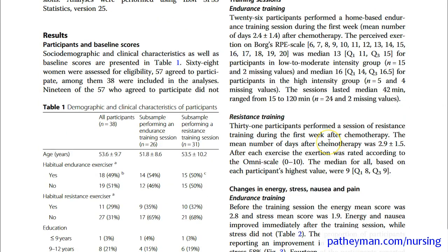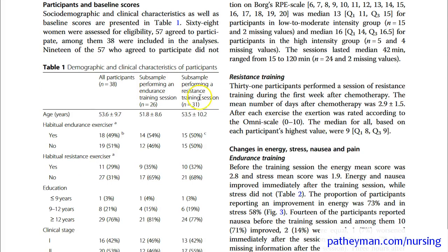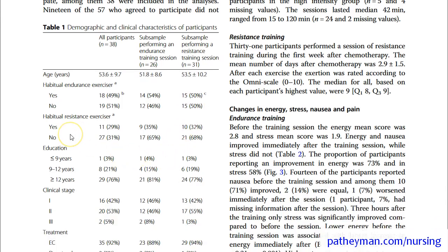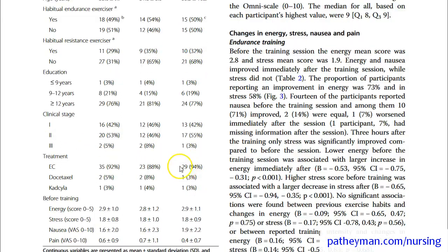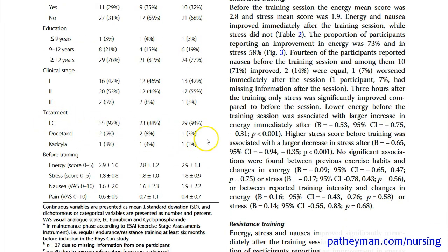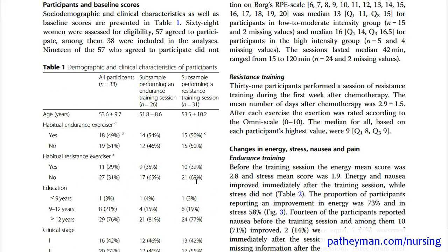All right, now when we get to the actual results, here you've got a nice table that shows some demographical and clinical statistics of the participants. So you've got age, habitual exerciser, and you can see yes versus no. And you can see in the study sample how they did. Education level, clinical stage of cancer, what kind of treatment they were receiving, and then their before training baseline levels. So nice little table that shows all that stuff.